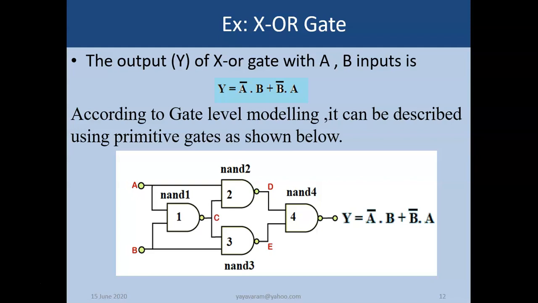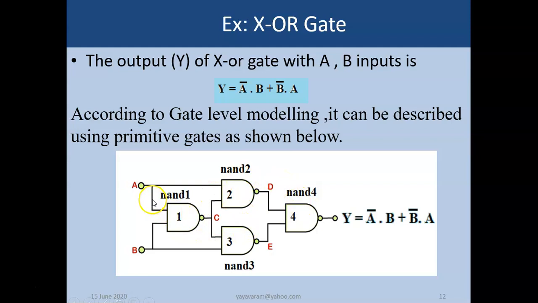Let us consider now as an example the XOR gate. The output Y of an XOR gate, as all of you know, is A complement dot B plus B complement dot A. So here in the gate level model, to implement this XOR gate, I have used 4 NAND gates. This is only one method. Because NAND gate is already available, I have used 4 NAND gates, and this is known as the XOR gate. NAND 1, NAND 2, NAND 3, NAND 4.